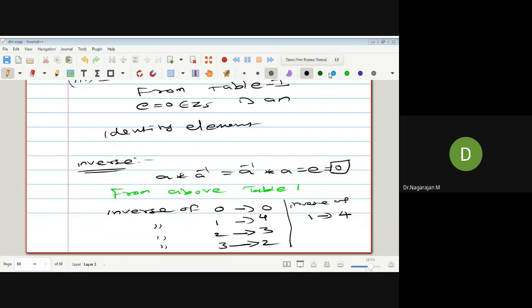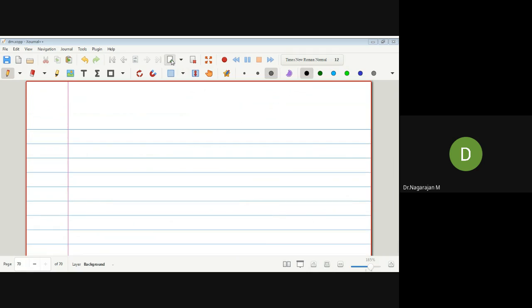So next you have to prove it is abelian. What is the definition of abelian? That means commutative law, sir. Yes, commutative law. Then what is the commutative law? First of all, write the statement: A into B equal to B into A. For every A, B belonging to Z5, A star B equals B star A.